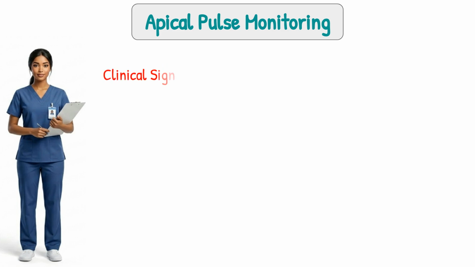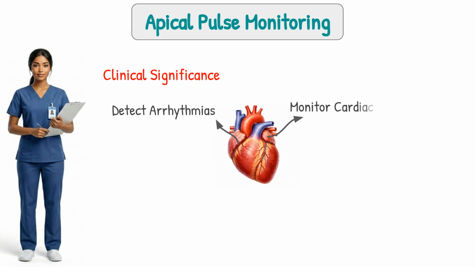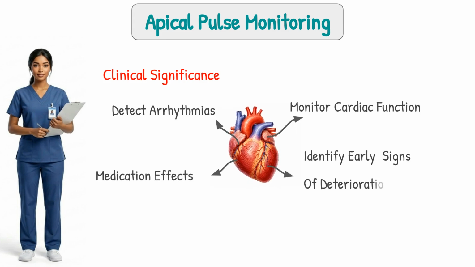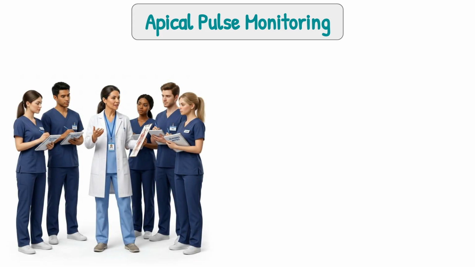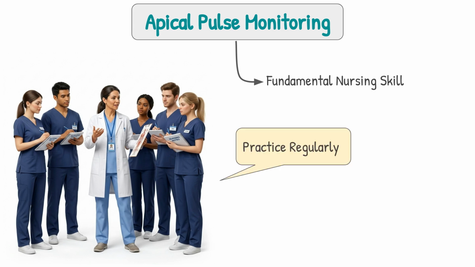Clinical significance. Apical pulse assessment helps nurses detect arrhythmias, monitor cardiac function, evaluate medication effects, and identify early signs of deterioration. It is a simple skill, but it provides valuable information about a patient's cardiovascular status. Remember, accurate apical pulse monitoring is a fundamental nursing skill that contributes directly to safe and effective patient care. Practice this skill regularly until you can confidently identify the apical area and accurately count the pulse.